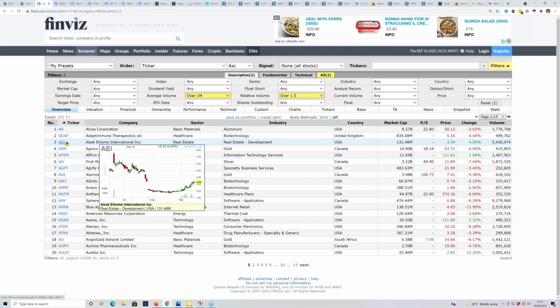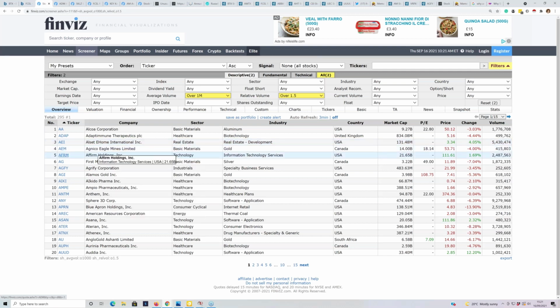But what you want is to get in not when it's already gone shooting up, but at a point where you think, do you know what, I think this is maybe going to start going higher. And the only way you will know that is through the prism of volume. So you basically work your way through that.